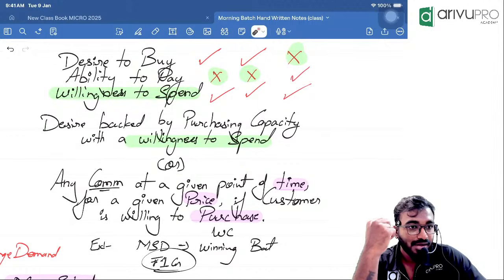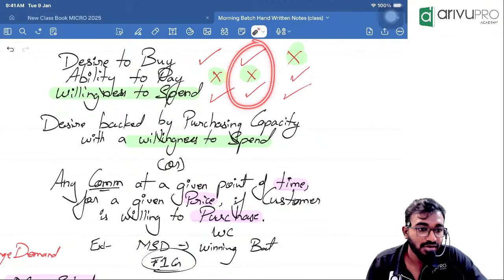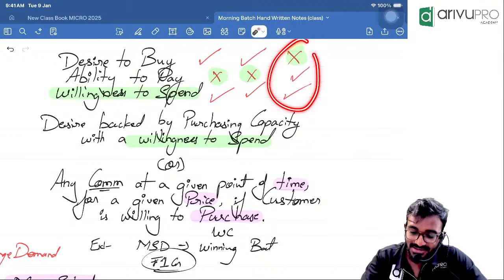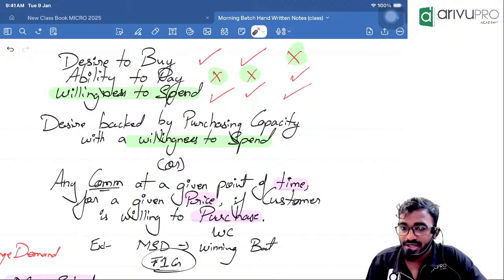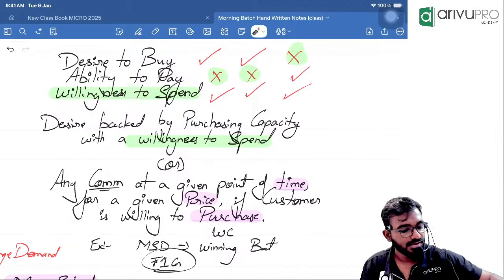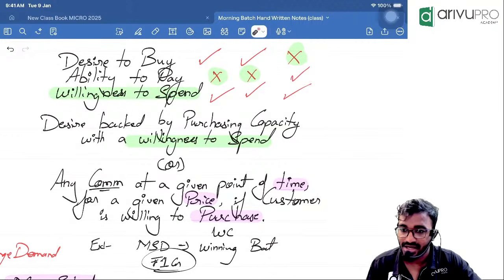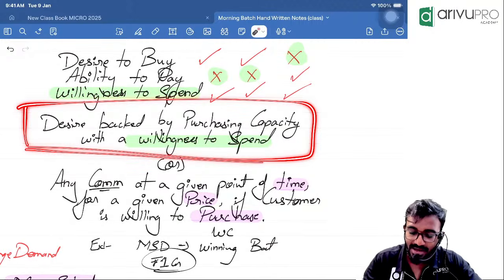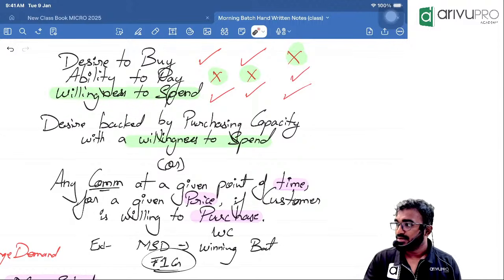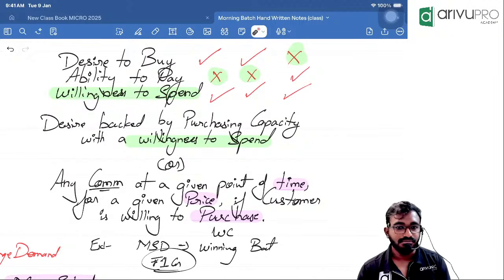Desire to buy, ability to pay, willingness to spend. See, this first tick mark is Srimati's teddy bear example. The second tick mark is the example of Praveen's Lamborghini car. The third tick mark is the example of Rahman, who is gifting a car to Praveen. Only when all three conditions are satisfied do we call it demand. So, desire to buy, ability to pay, willingness to spend.